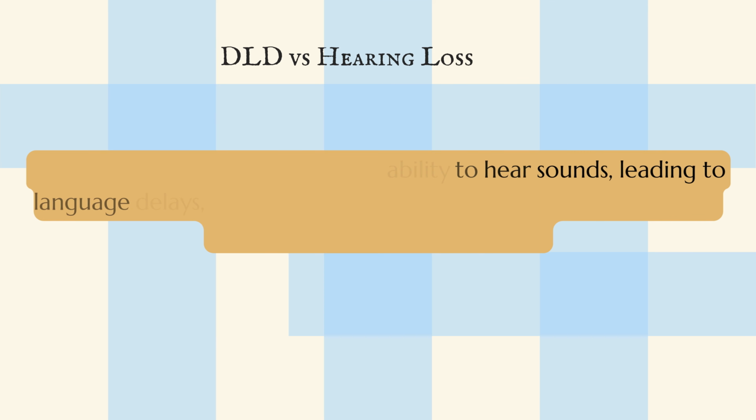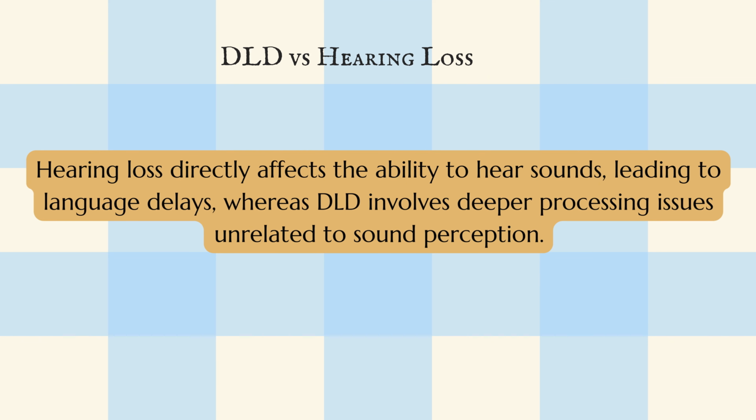Number 6, difference from hearing loss. Hearing loss directly affects the ability to hear sounds, leading to language delay, whereas DLD involves deeper processing issues unrelated to sound perception. As we have discussed today, DLD is more than just a speech delay.